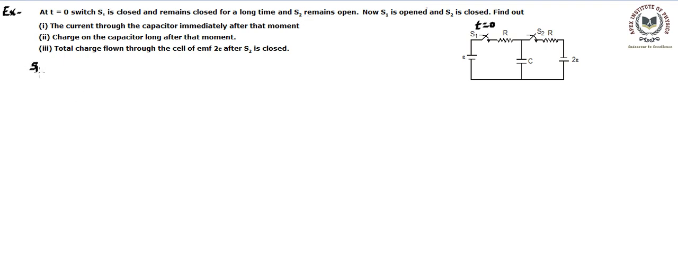S1 we will be writing in the solution. So let me read it first. So initially S1 is closed and S2 remains open. Now what we are doing, we are opening this S1 and closing S2. So S2 is being closed, S1 is being opened. Then we need to find out these things. First part, we need to find the current through the capacitor immediately after that moment, and the charge on the capacitor after a long time of that moment, and the total charge that has flown from this battery after S2 is closed. So let's proceed to the solution, and there are several points to talk about.